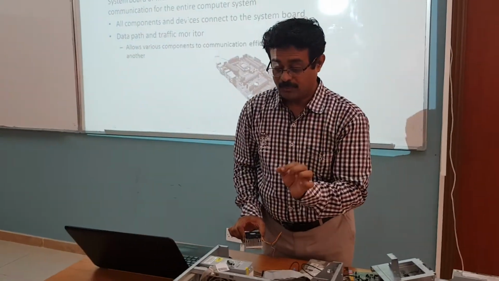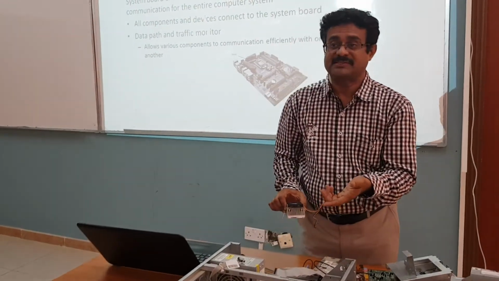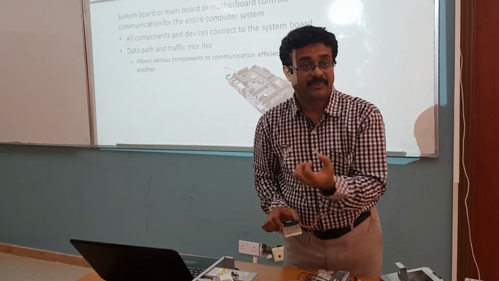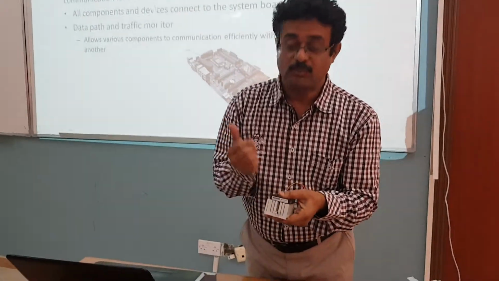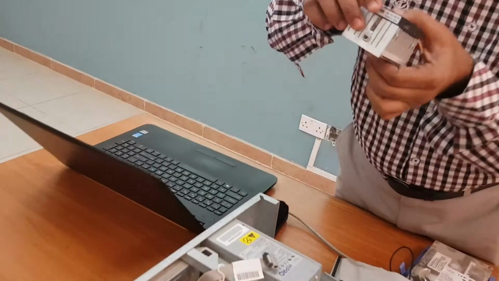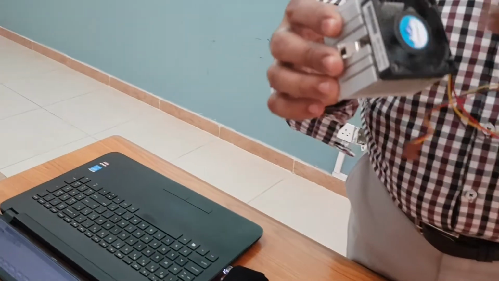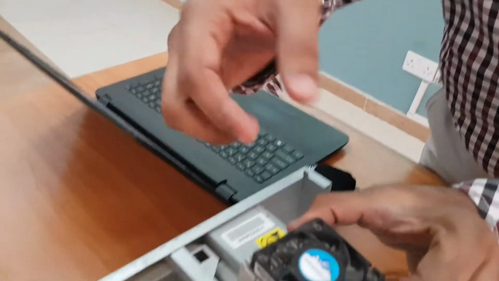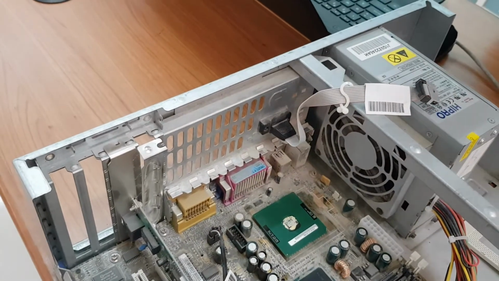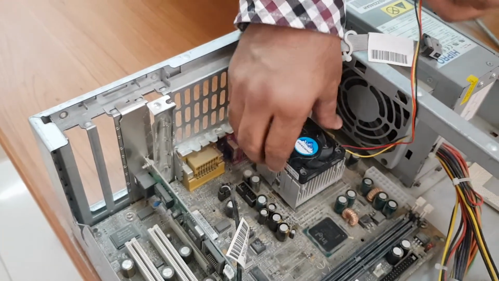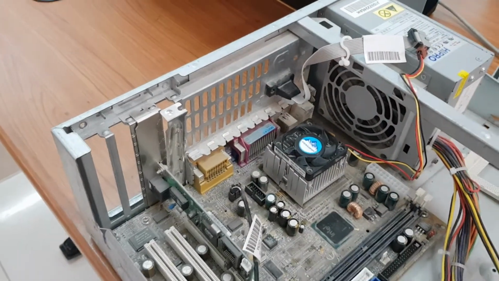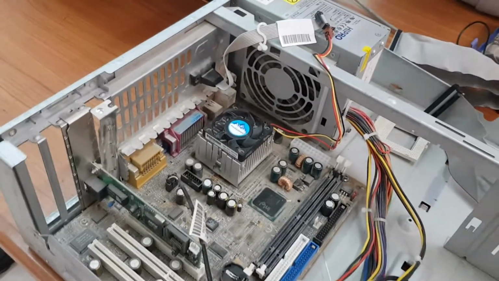Why? Because all the work is done in the CPU. So when it is doing so many works, it gets heated. So we have to keep it cool. So how to keep it cool? We have this fan over here, which will allow the heat to come outside, and we keep some coolant here, and then we fix it over this. So this is how it keeps the CPU cool.